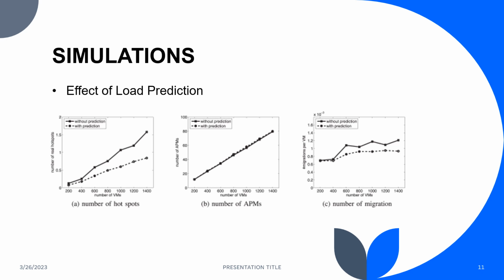This will cause a lot of migrations. Hence, if we know that there is going to be a future resource utilization on a physical machine, it can reduce the number of migrations, as you can see from the graph.